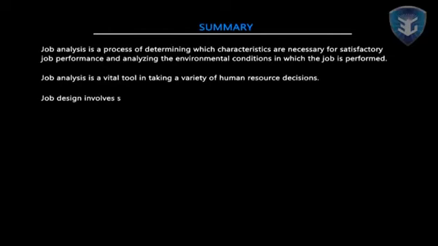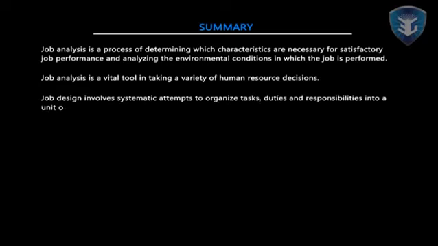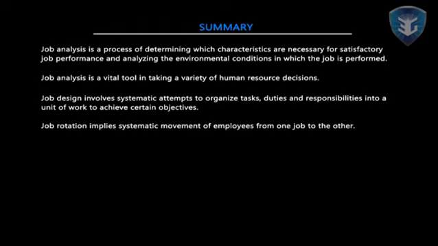Job design involves systematic attempts to organize tasks, duties and responsibilities into a unit of work to achieve certain objectives. Job rotation implies systematic movement of employees from one job to the other. Job enlargement means expanding the scope of the job.